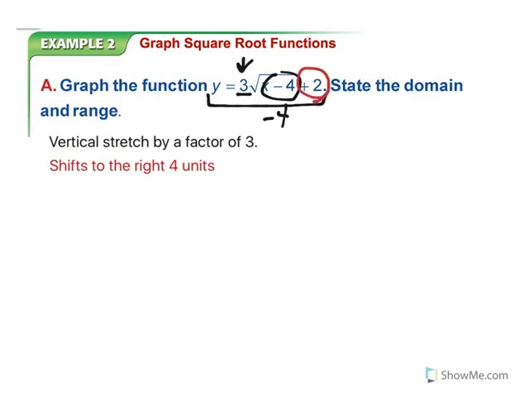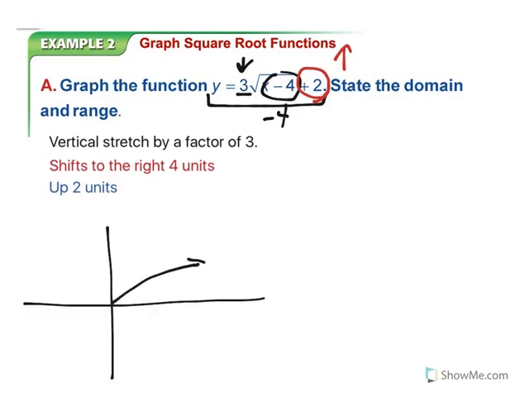And the last thing we're going to look at is this plus 2. It is actually on the outside. Since it is positive, we're going to go up 2 units. So if we were to actually graph my original square root function, it would look something like this.